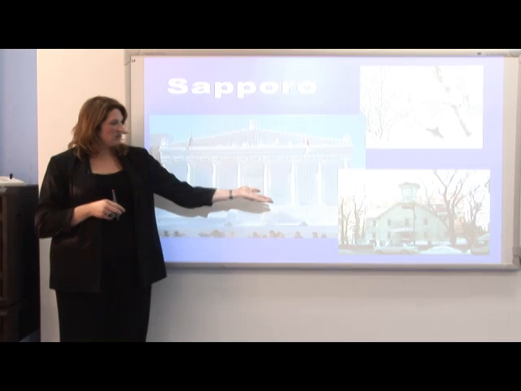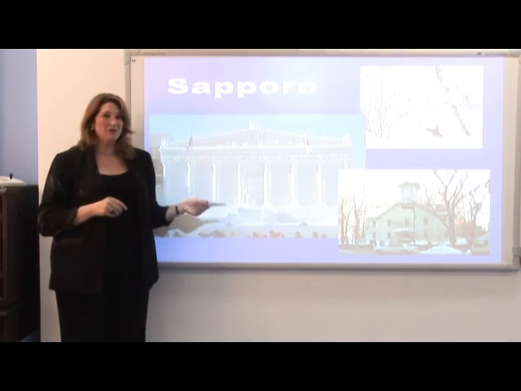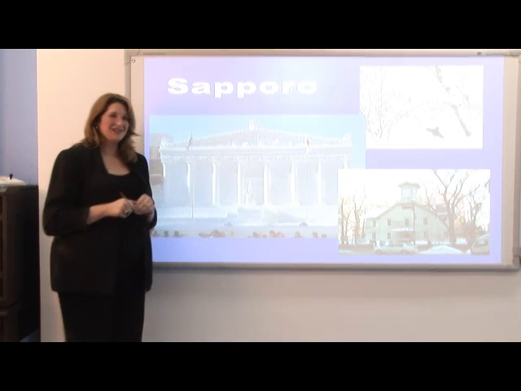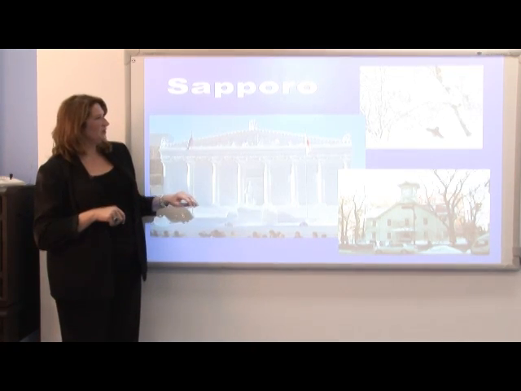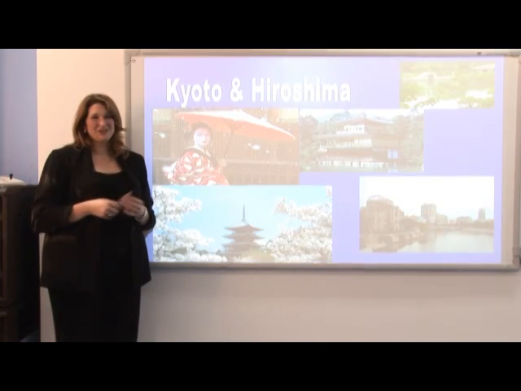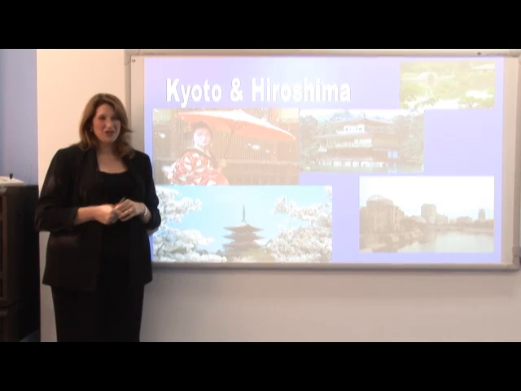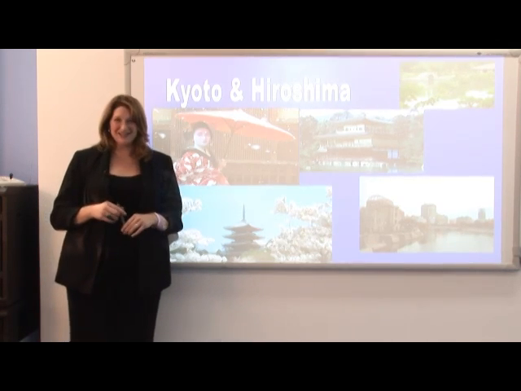You can also get some of the more traditional buildings in the north of Japan. This is an old schoolhouse that was built in the 1900s. So that's some information about Sapporo, the winter capital of Japan. And you may also like to visit Kyoto and Hiroshima, where many people say the traditional heart of Japan is.